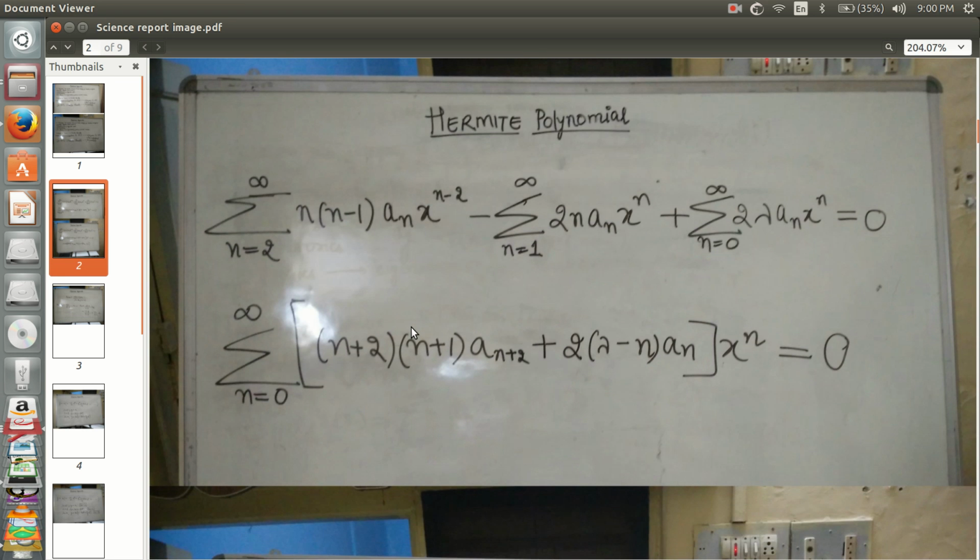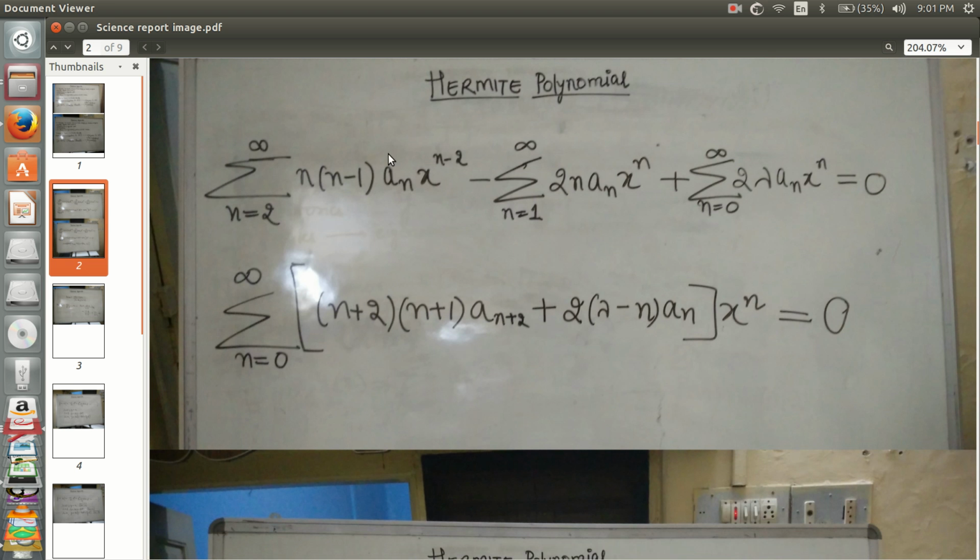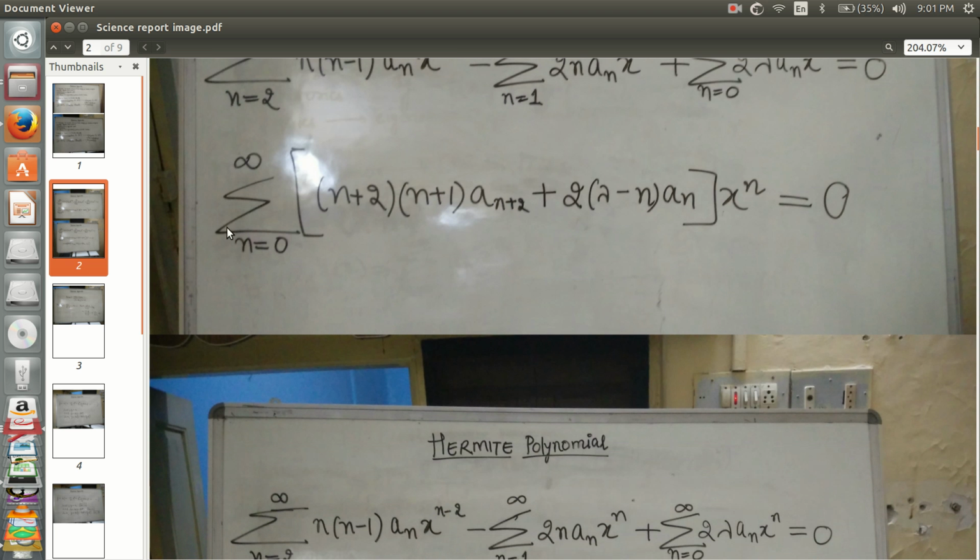By putting that polynomial in the equation, we'll get summation n equals 2 to infinity n into n minus 1 a_n x to the power n minus 2 and so on. We'll try to bring them onto the same platform, that is, rewriting this so that we get x to the power n common from the equation. By rewriting, we get summation n equals 0 to infinity of (n plus 2)(n plus 1) a_(n+2) plus 2(λ minus n) a_n, times x to the power n, equals 0.